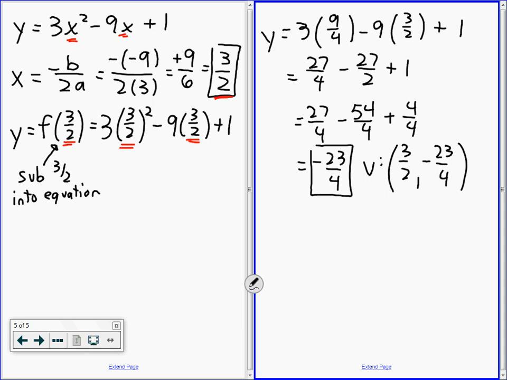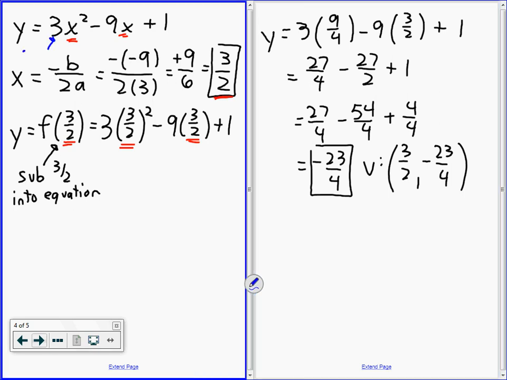Now the other question is, how do I know if this opens upwards or downwards? Can somebody tell me how I know if this opens upwards or downwards? What's the key number I'm looking at? 3. You're looking back at the original equation. This number right here, we should do it in a different color. This number right here is for up or down.